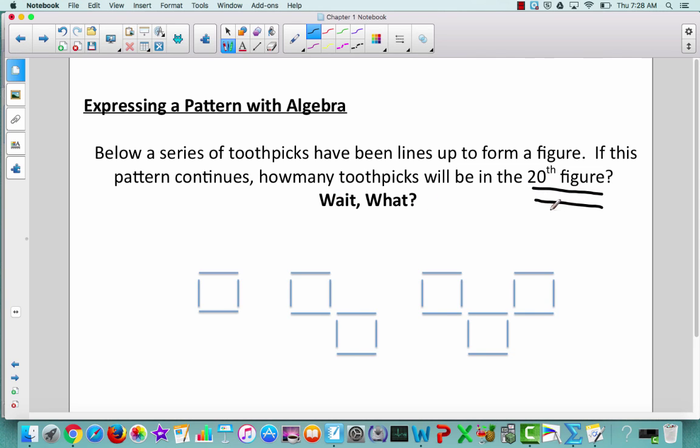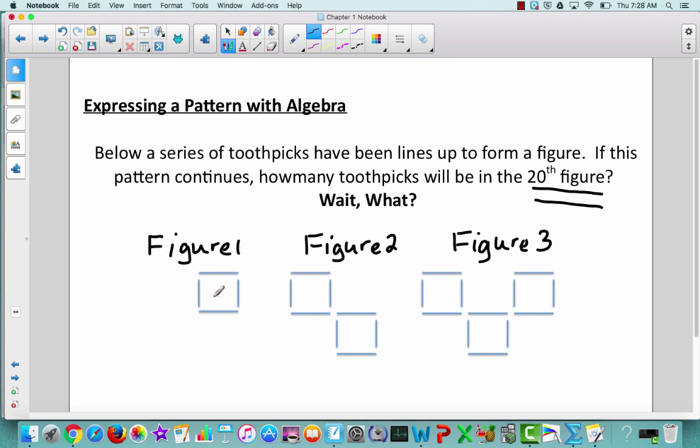Wait, what? Come on, Coach Fred. Do you really want us to draw all these figures out? No, I don't. And this is where algebra can help. So the way I like to do this, number one, is I want us to think of this as figure one. Would everybody agree that that's figure one? That's figure two. And that is figure three.